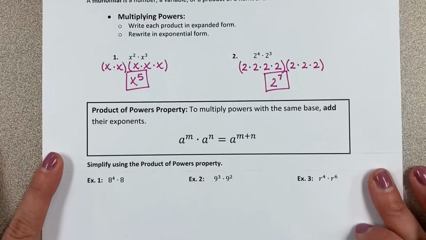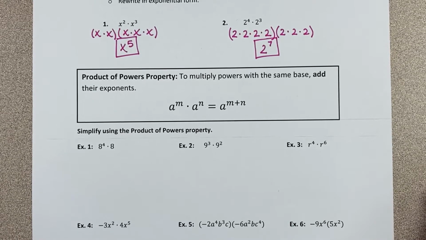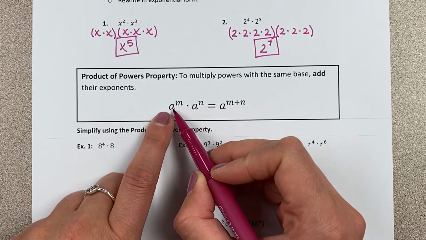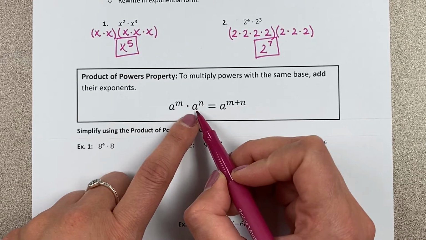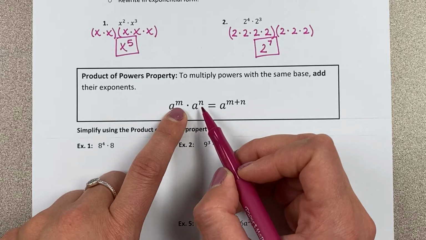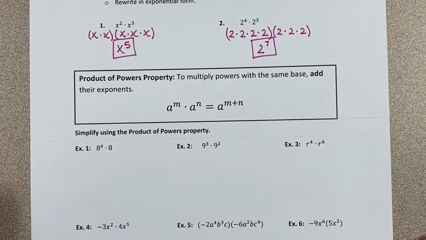So this leads us to the product of powers property. What we did here is, to multiply powers with the same base, we add their exponents. So if you have two powers and they have the same base, so this one has a and this one has a, then you can add their exponents together to get your new exponent. They have to have the same base.